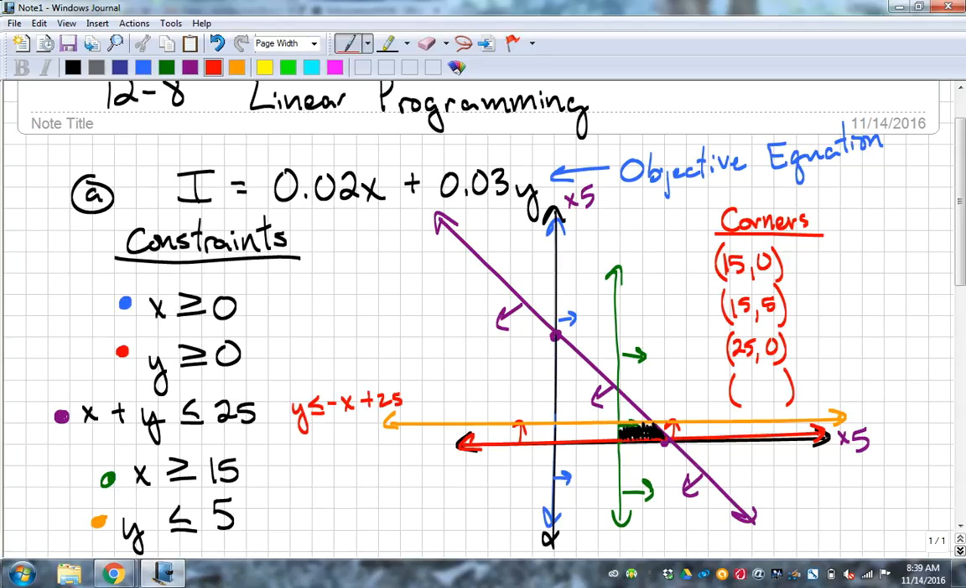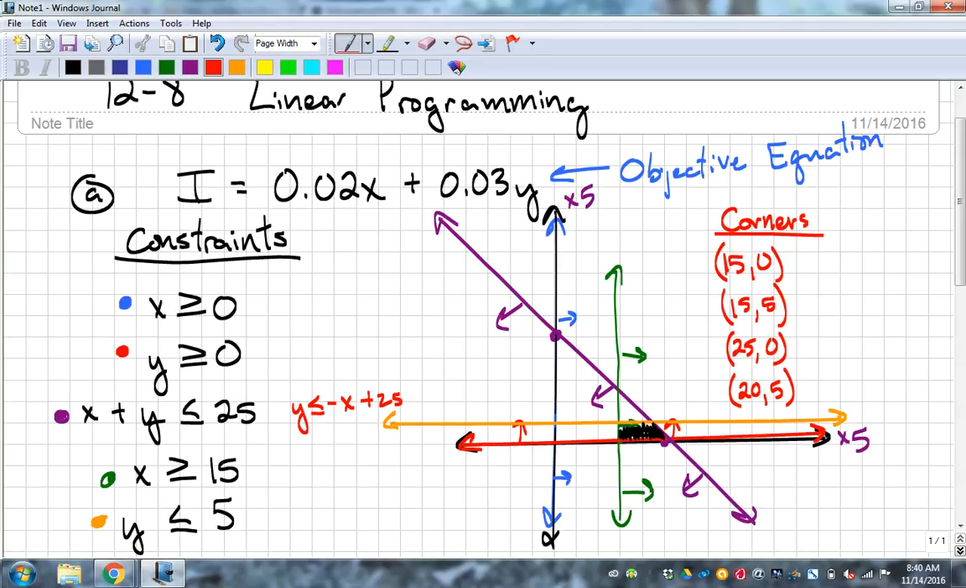So what you want to do is solve that like a system of equations to find where they intersect. Well, this tells us that y equals 5 right there, right? So I could use that to find x. If y is 5, then x would be 20. So the point would be 20, 5. Those are the corners of our polygon. Those are the important points.